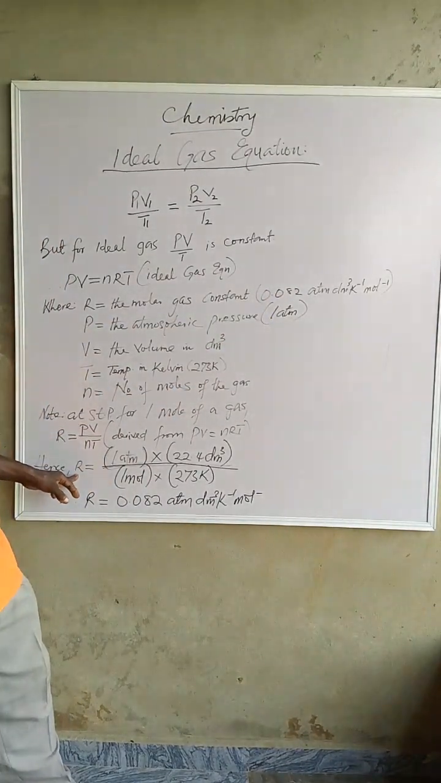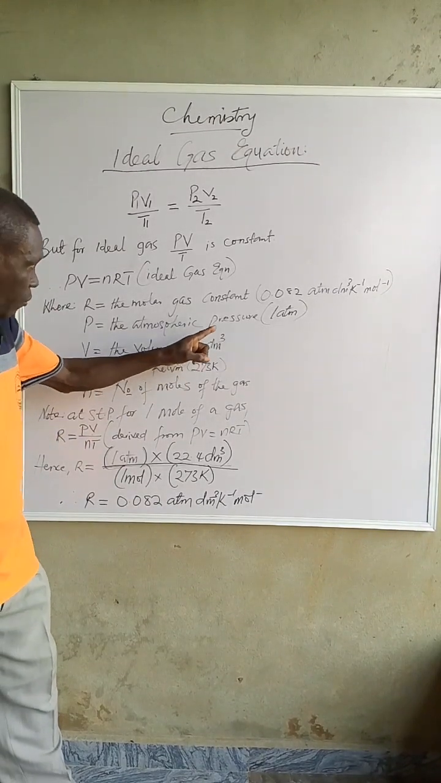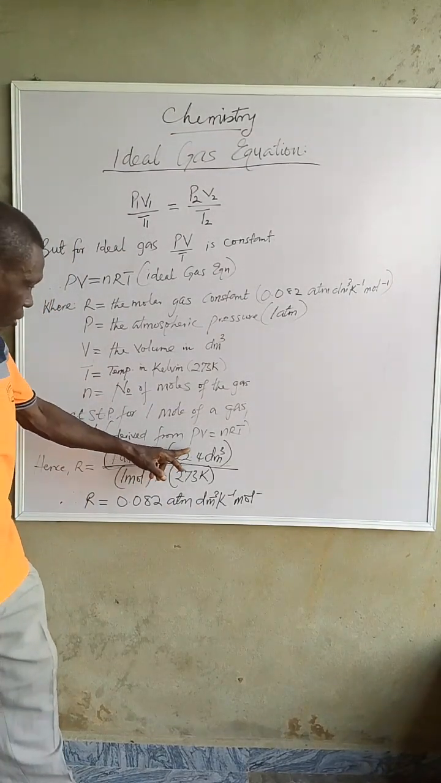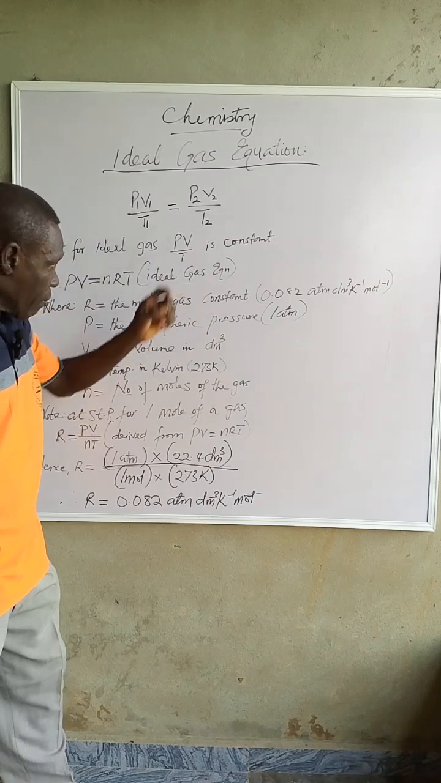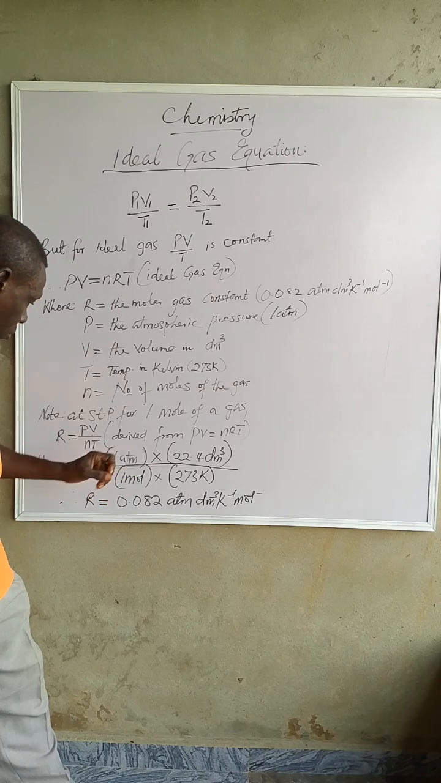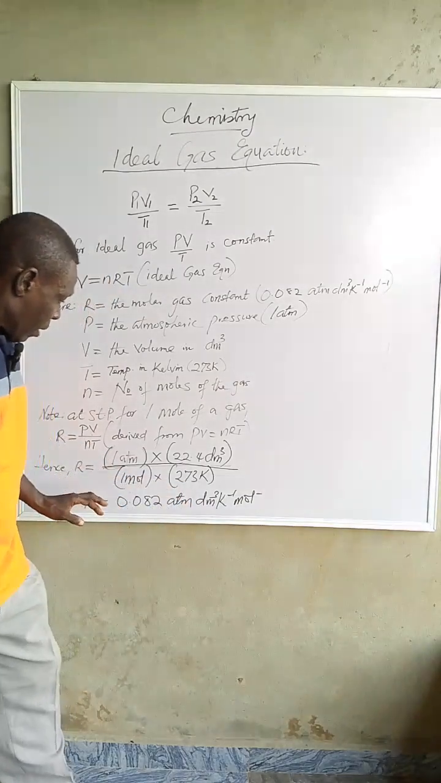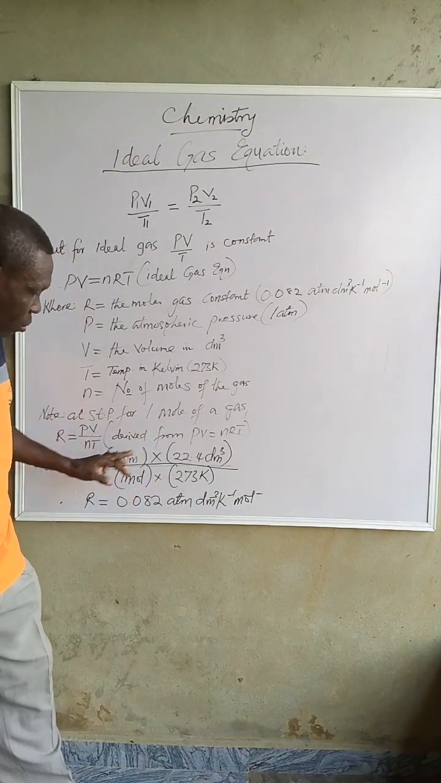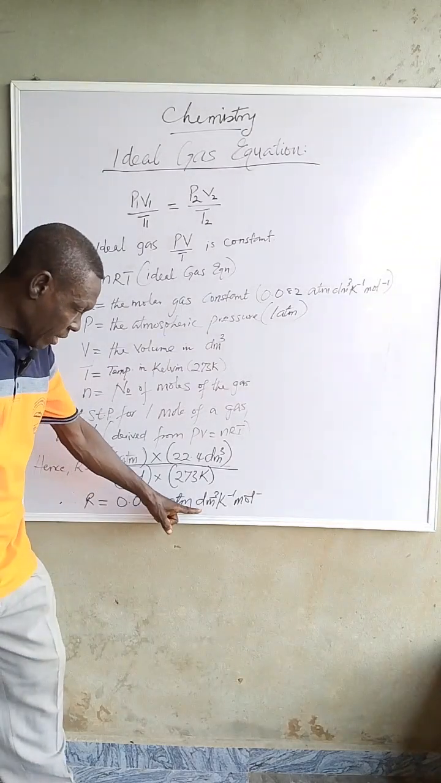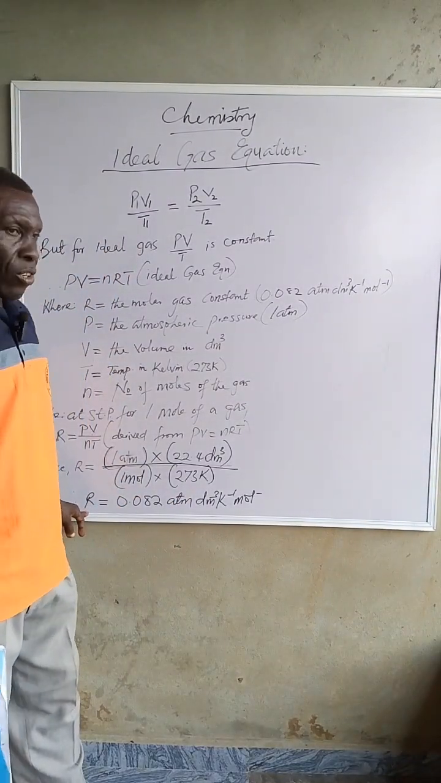Going by this equation, R is equal to P, which is 1 atmosphere pressure, multiplied by the volume, which is 22.4 dm cube, as we have above. Then all over the number of moles, which is 1 mole, multiplied by the Kelvin temperature, 273. If you work this out mathematically, you will arrive at 0.082 atmosphere dm³ per Kelvin per mole. So R is the molar gas constant.